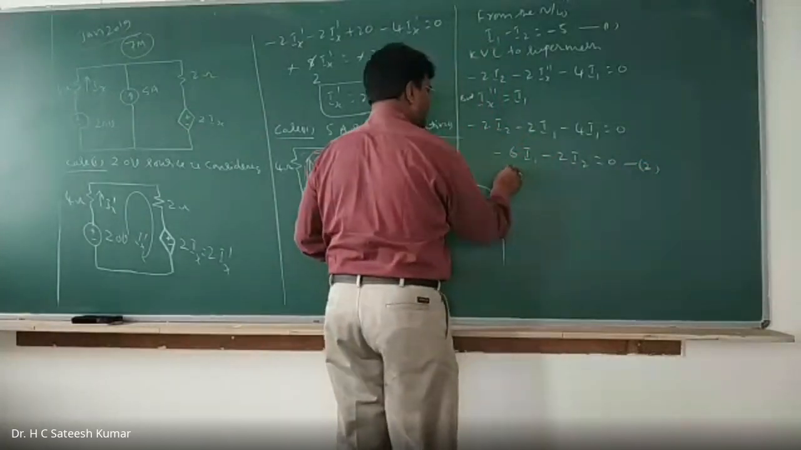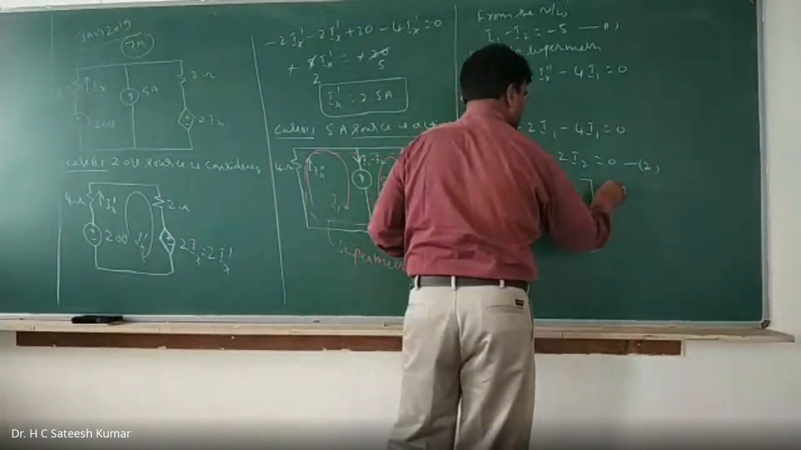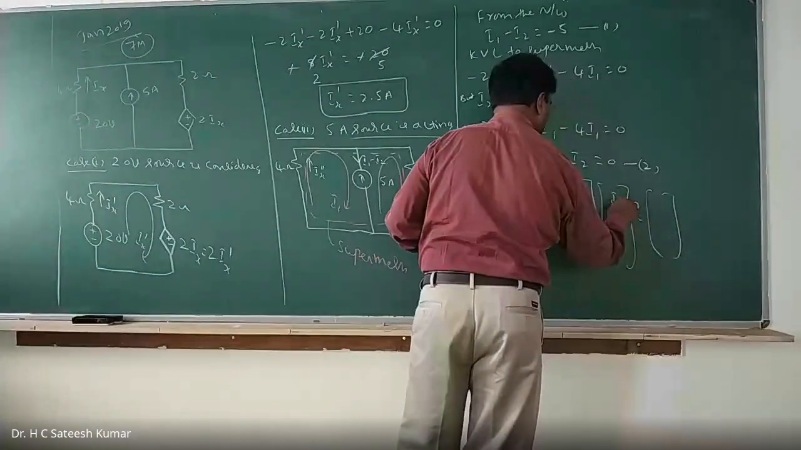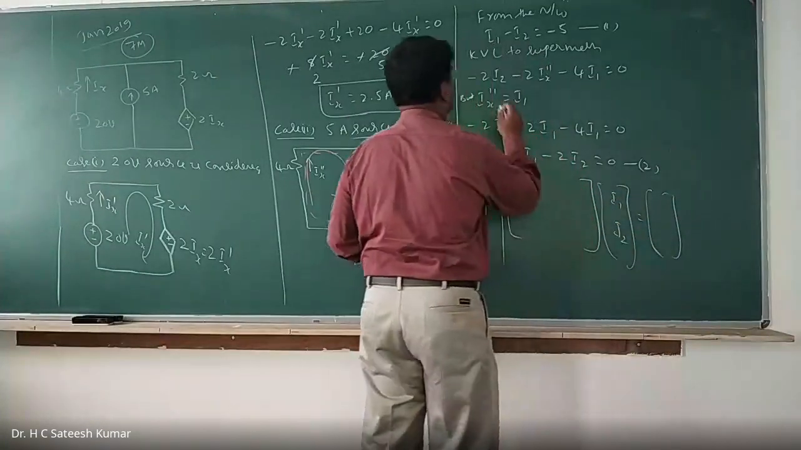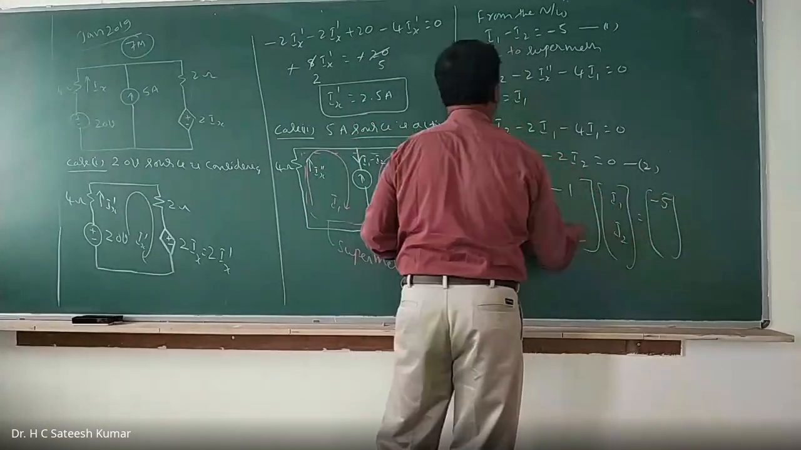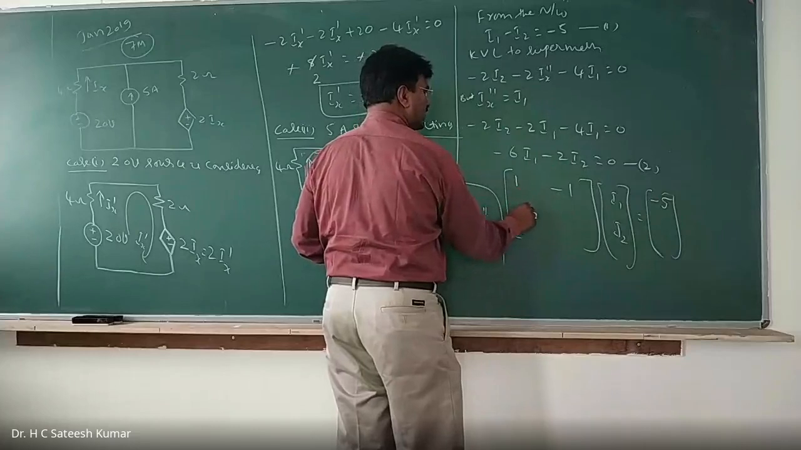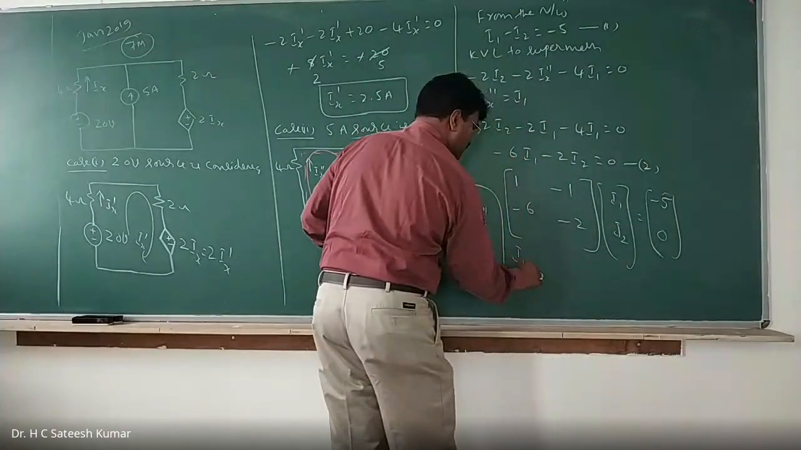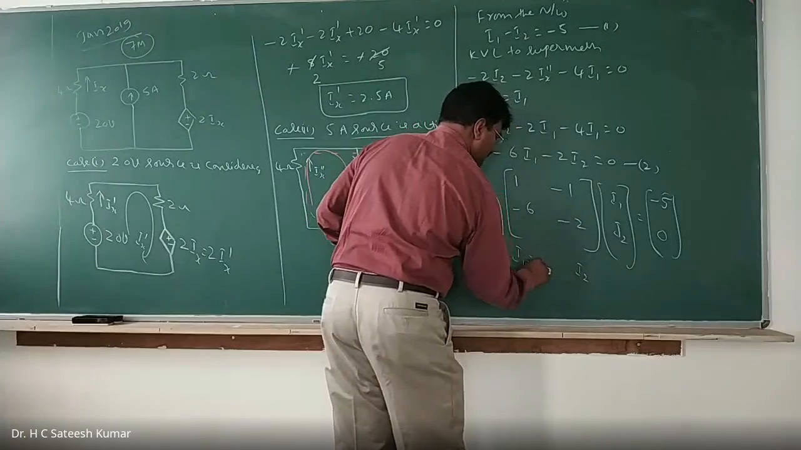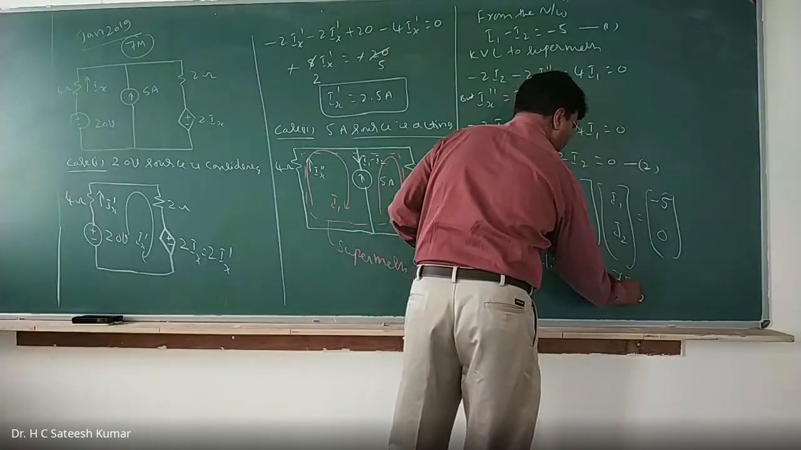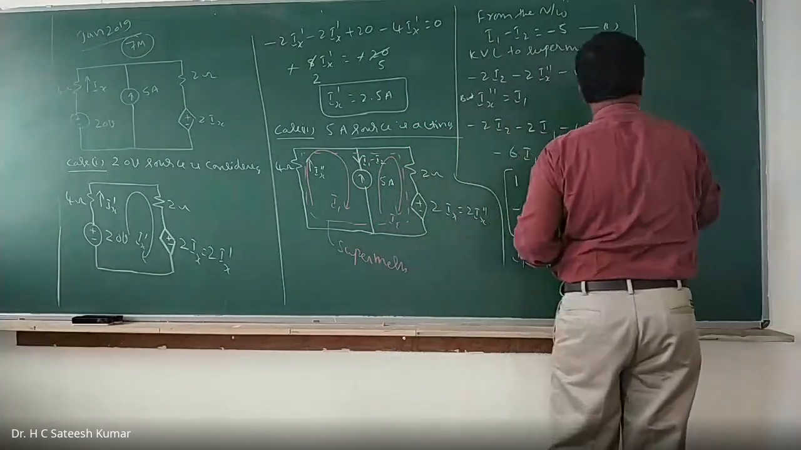Make a matrix. I1, I2, and what are the coefficients? 1, minus 1, minus 5. And this is minus 6, minus 2, 0. Tell me what is I1, I2? Minus 1.25, 3.75. 3.75 amps. Now, by superposition theorem.